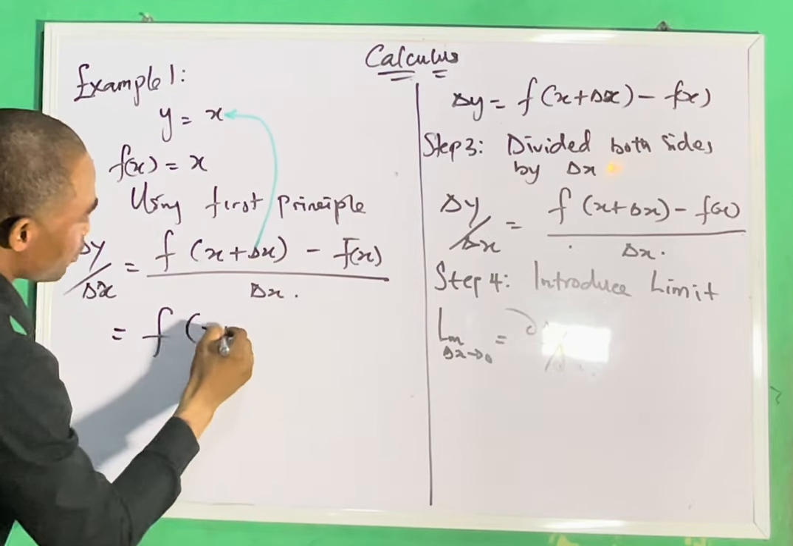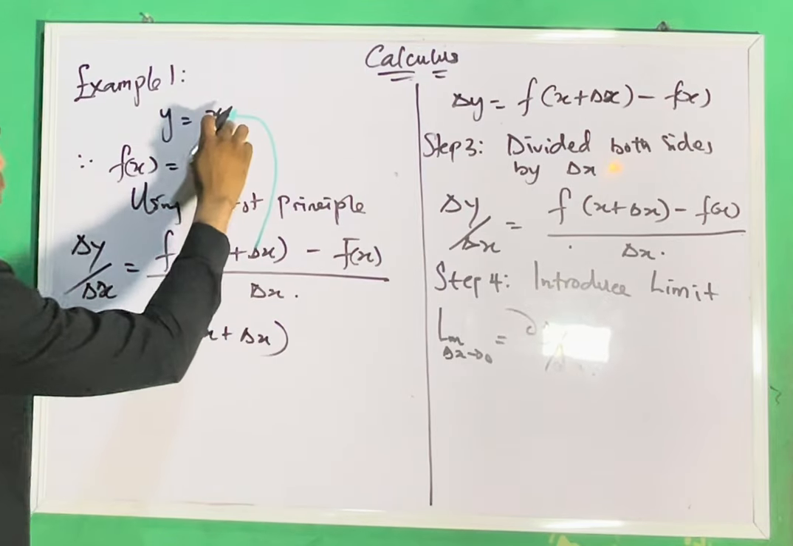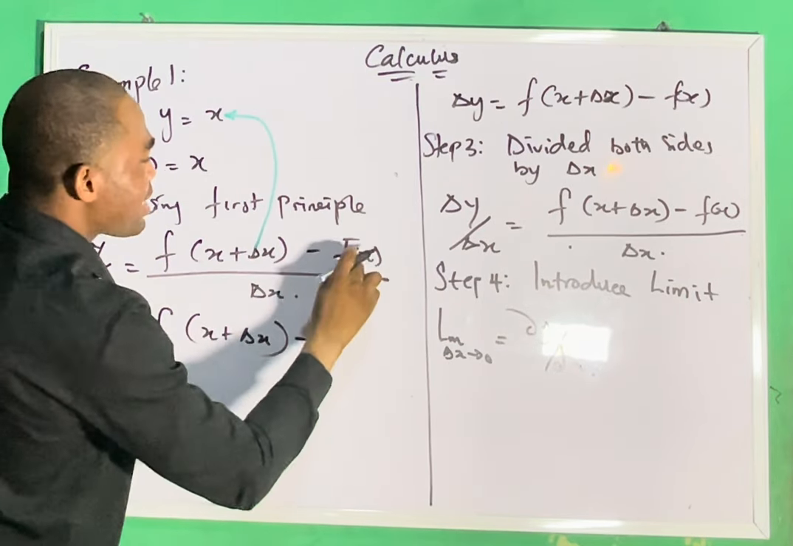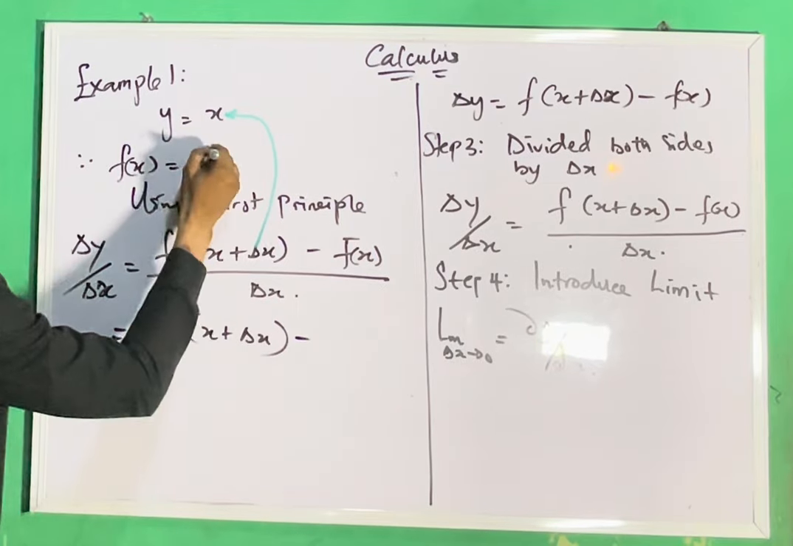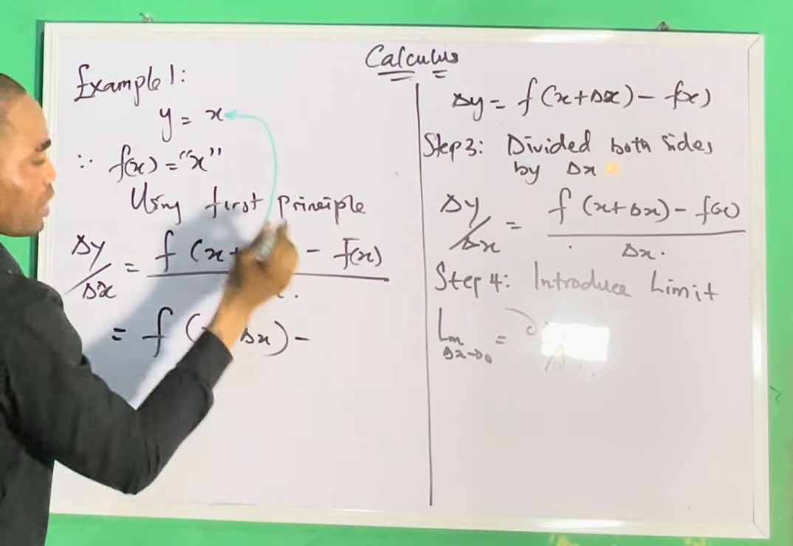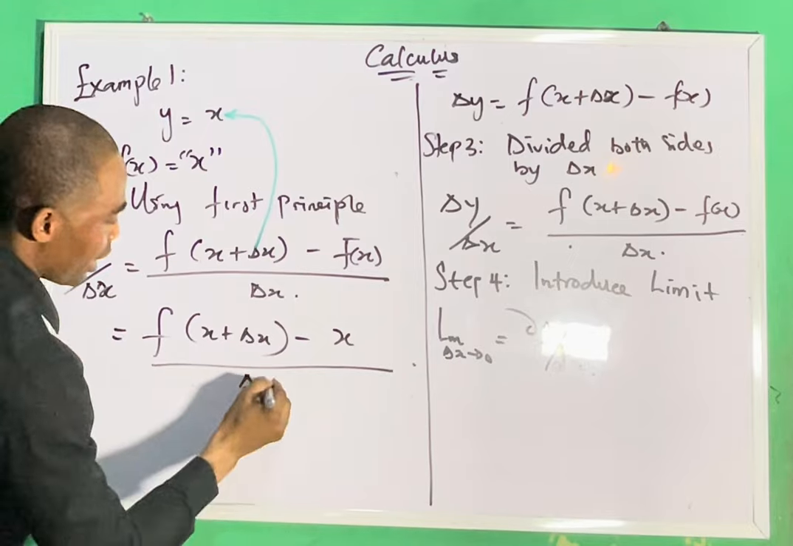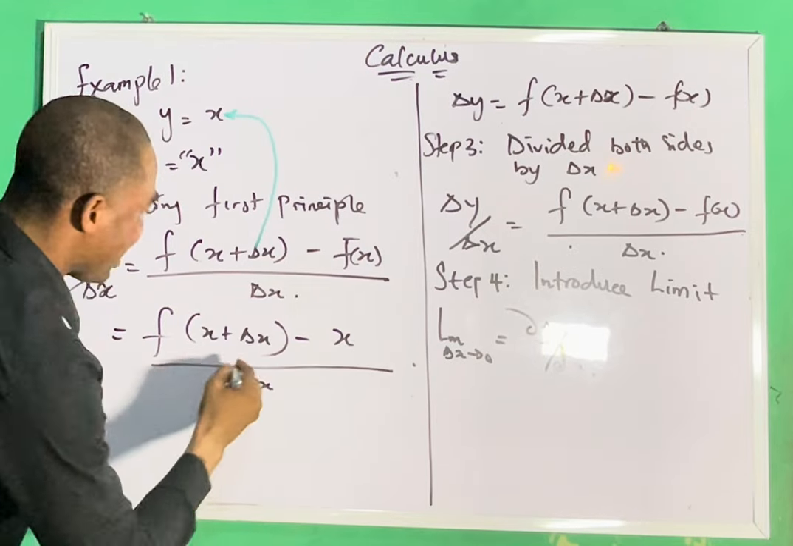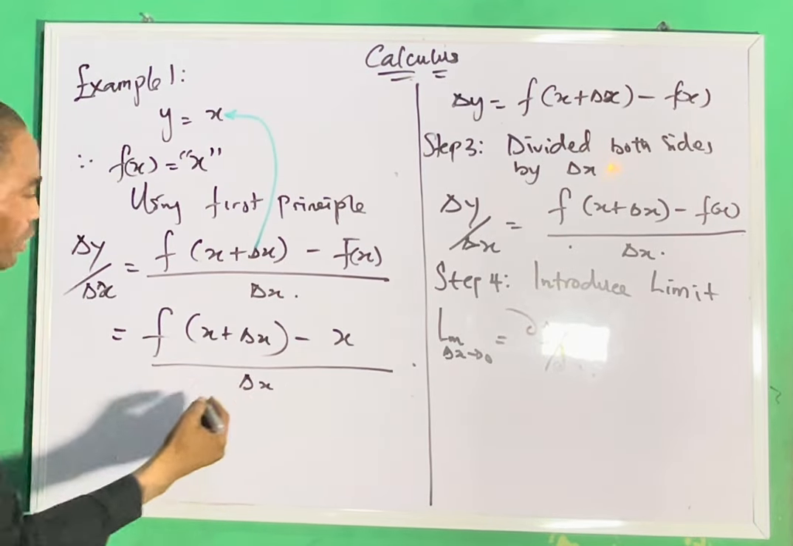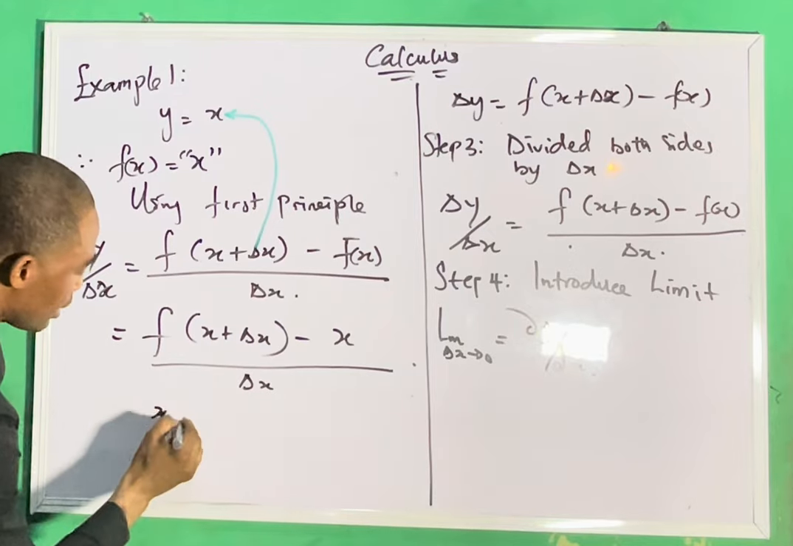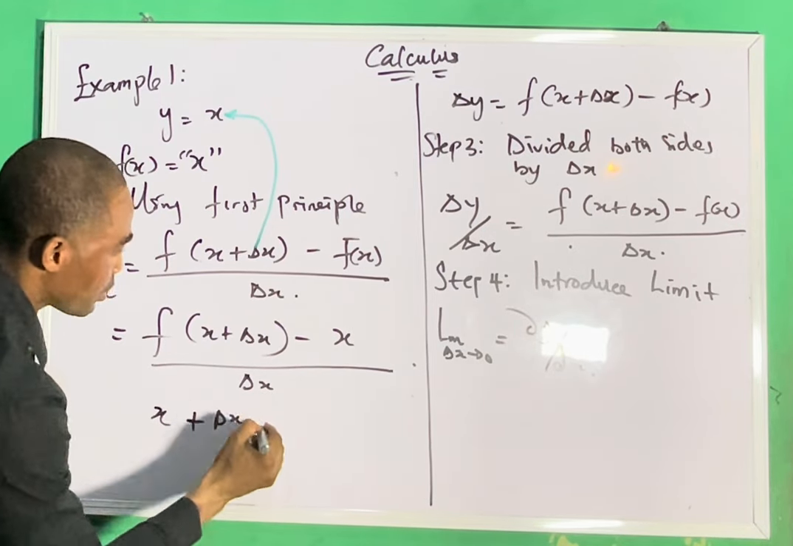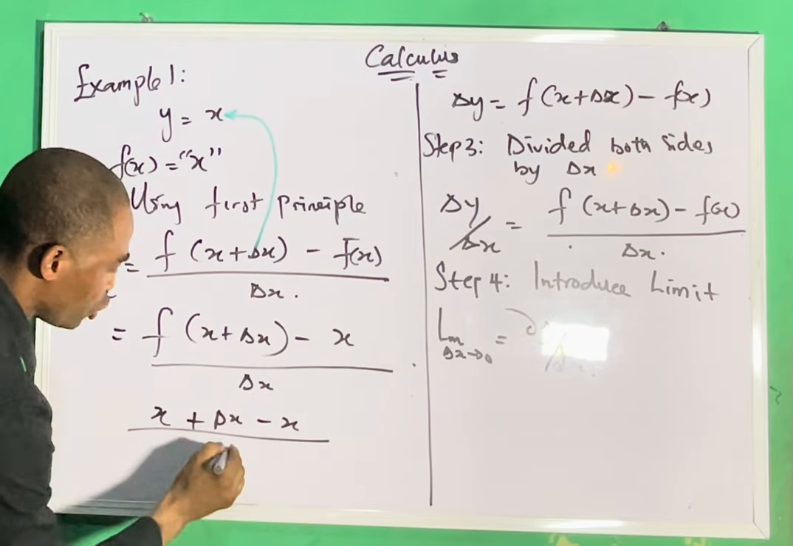So this one will be x plus change in x, which is this. Then minus, what is now f of x? Don't forget that our f of x is this. Our f of x is also what? x, all over change in x. So now the next thing you do is to factorize, by opening the brackets. That will be x plus change in x minus x over change in x.